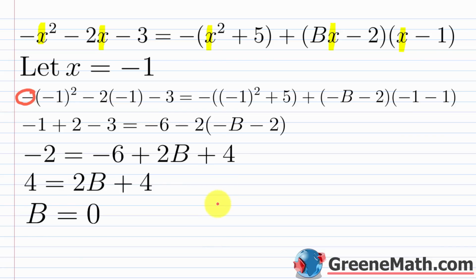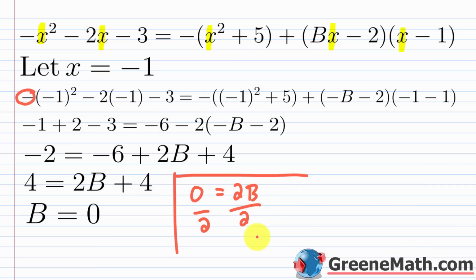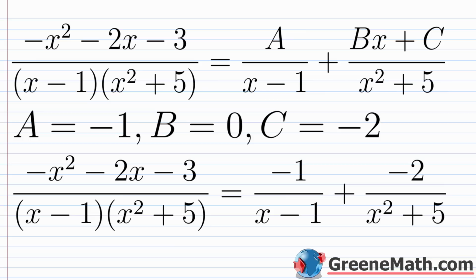We're going to do some simplifying. We're going to end up with 4 is equal to 2b plus 4, and then if you subtract 4 away from each side, you're going to end up with 0 is equal to 2b, and you divide both sides by 2, and what are you going to get? Well, this is going to cancel, and you get 0 over 2, which is 0. So we can say that b is equal to 0, which is what we have right there. All right, so now we know that a equals -1, b equals 0, and c equals -2. Again, we're just going to plug in. So this would give us -1 over x minus 1, plus your -2 over x squared plus 5.